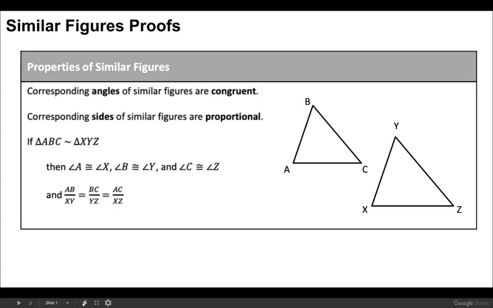So here in this example, we have triangle ABC that is similar to triangle XYZ. First notice the notation for similarity. We have our congruent angles, meaning the corresponding angles are equal in measure. And we have the sides, so this AB corresponds to XY. That ratio equals the ratio of the other corresponding sides. That means it is proportional. If those ratios are equal, it is proportional.